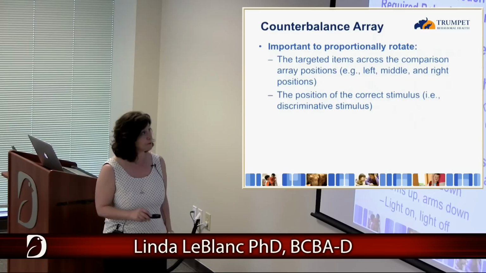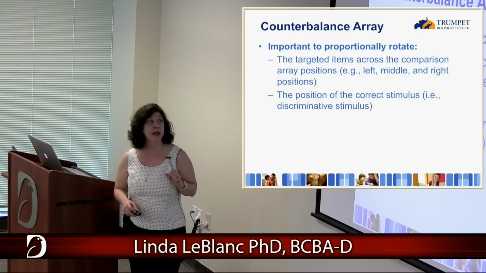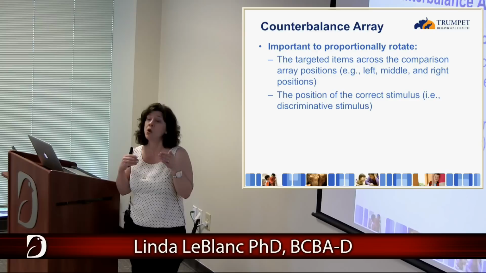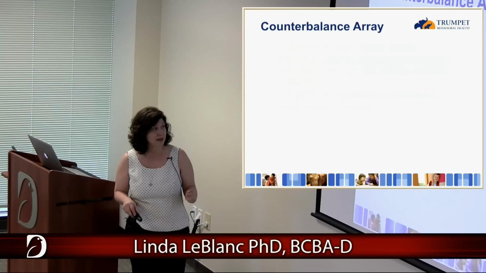Okay. So let's talk about counterbalancing the array. This is about, with those conditional discriminations, where you put stuff. It is very important to rotate the targeted items across the comparison position in the array. Left, middle, right. And it's very important to rotate the position of the correct stimulus, which now is the discriminative stimulus. That's the one I point to and not the others. Or else you're going to get that side bias.